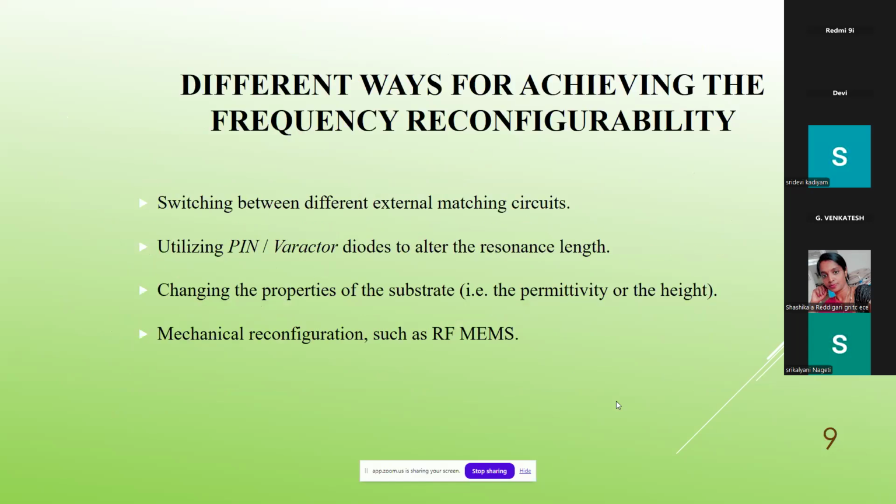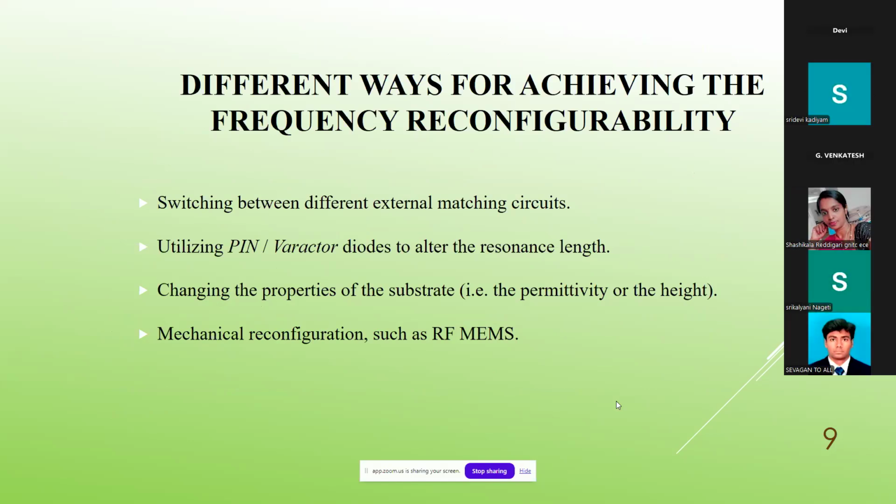Coming to different ways of achieving frequency reconfigurability. Number 1, switching between different external matching circuits. Number 2, using RF diodes, PIN diodes, varactor diodes to alter the resonance length. Number 3, changing the properties of the substrate, as I mentioned, the permittivity or the height. And last is mechanical reconfiguration such as RF MEMS. So these 4 techniques we can use for frequency reconfigurability.